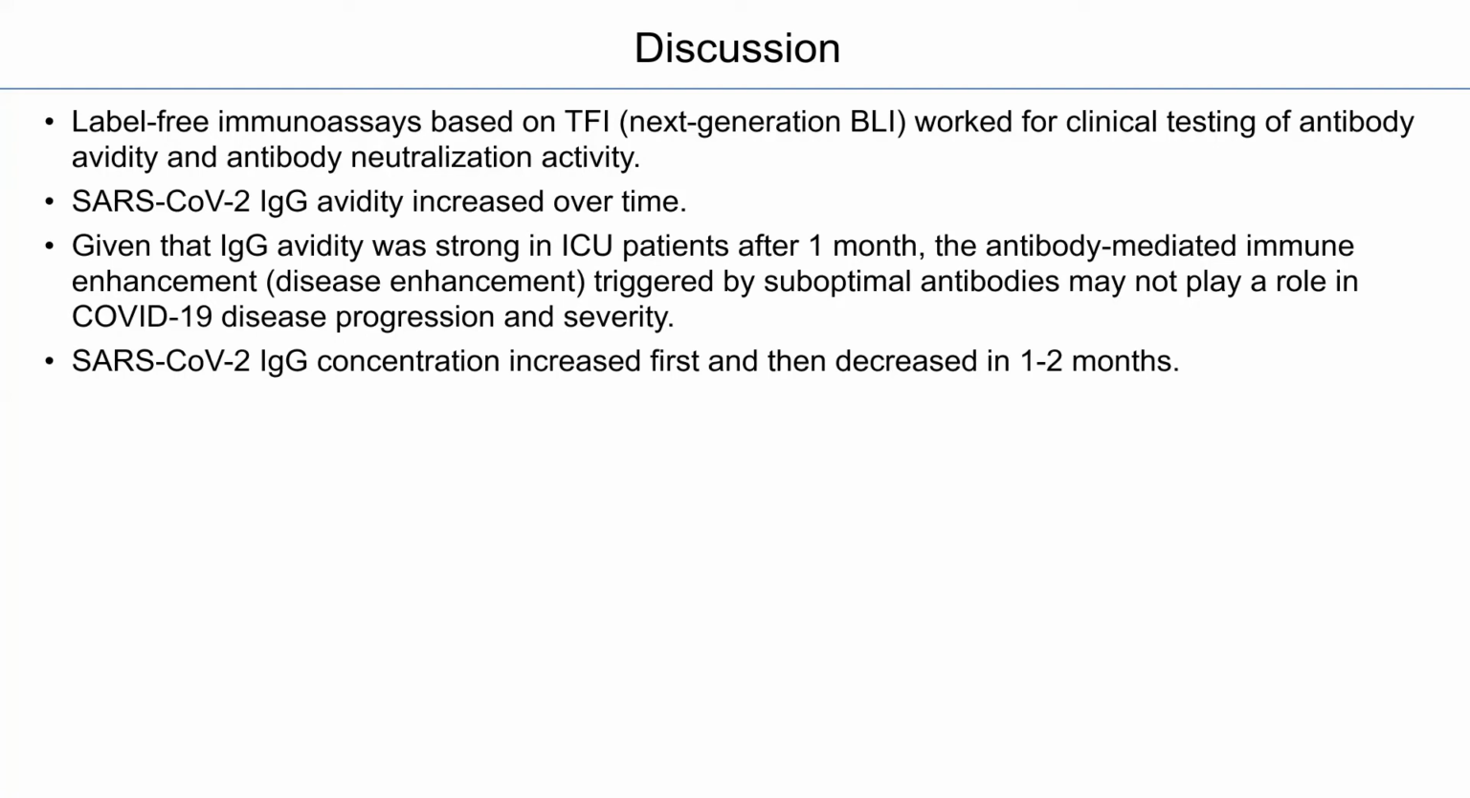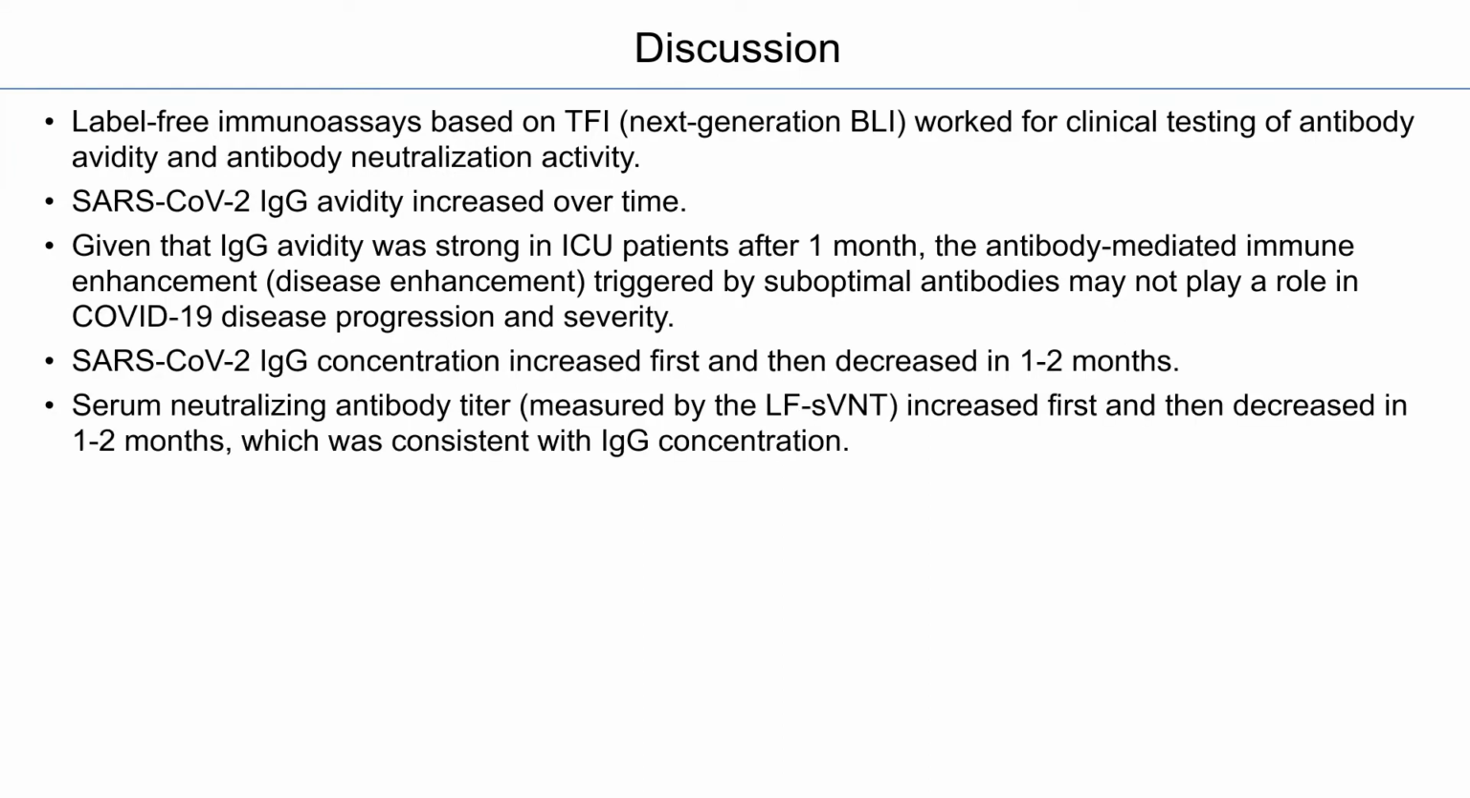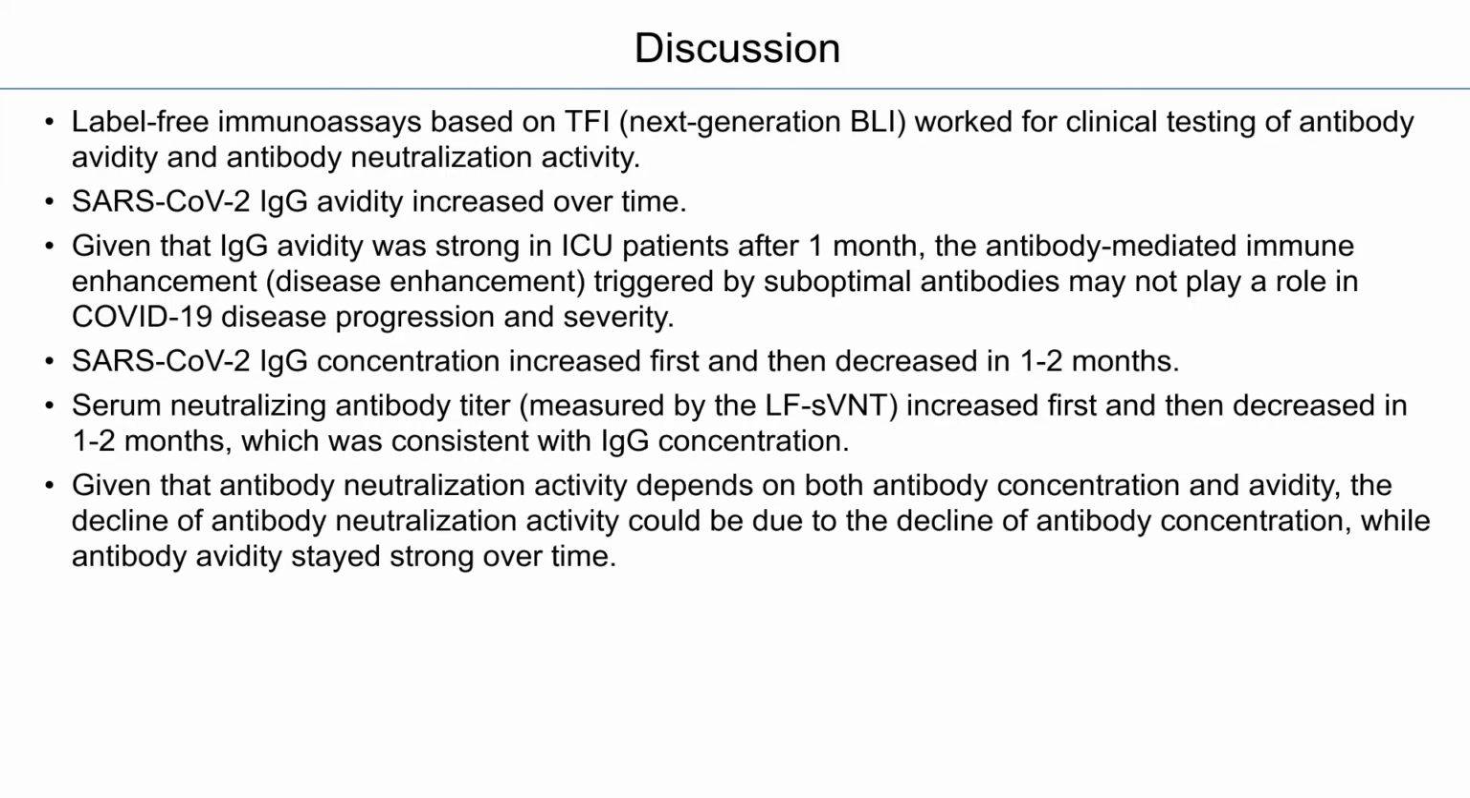And we also observed the SARS-CoV-2 IgG concentration increased first and then decreased in 1 to 2 months. And similarly, we observed the serum neutralizing antibody titer increased first and then decreased in 1 to 2 months, which was consistent with the IgG concentration. Given that the antibody neutralization activity depends on both antibody concentration and avidity, the decline of antibody neutralization activity could be due to the decline of the antibody concentration, while antibody avidity stayed strong over time.